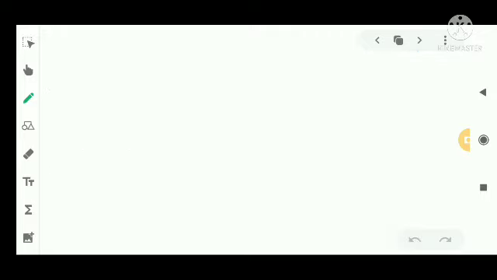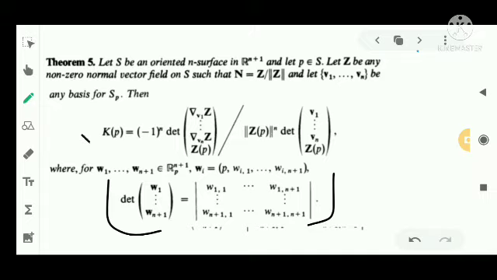We are familiar with that form, the determinant of a matrix. So this theorem explains how we can calculate the Gauss-Kronecker curvature. This is a formula for finding the Gauss-Kronecker curvature. So we are given that S is an oriented n-surface in R^(n+1), P is a point in S, and Z is any normal vector field, given by N = Z/||Z||.